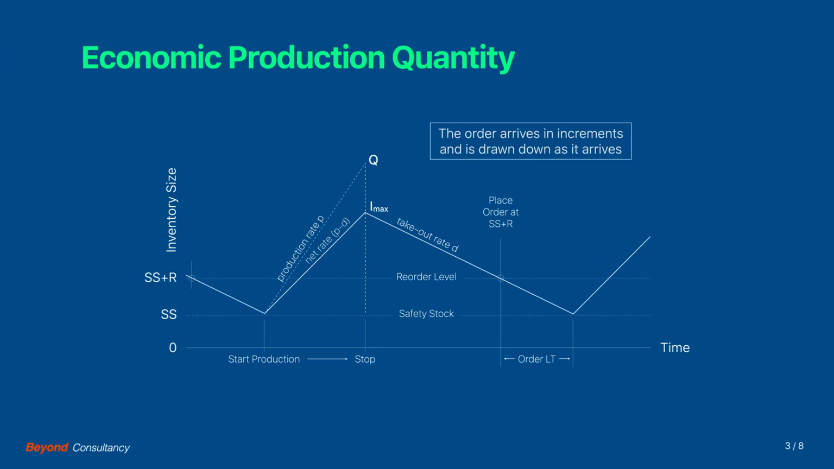The diagram shows the typical profile of the work-in-process buffer in the economic production quantity model. Q number of units are produced at the rate P. As they arrive, they are withdrawn at the rate D, resulting in a net growth of P minus D.